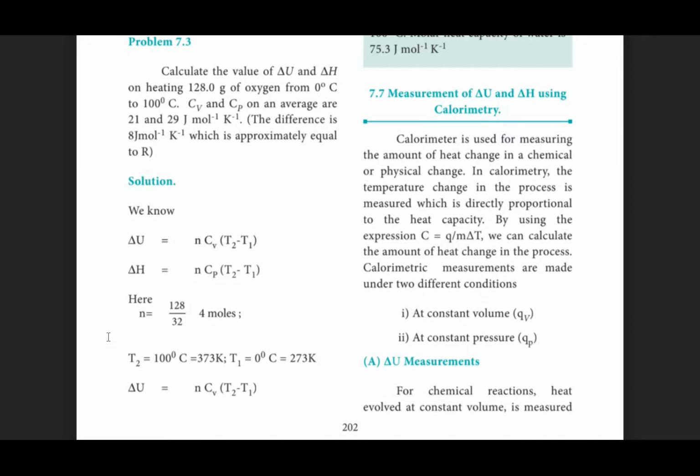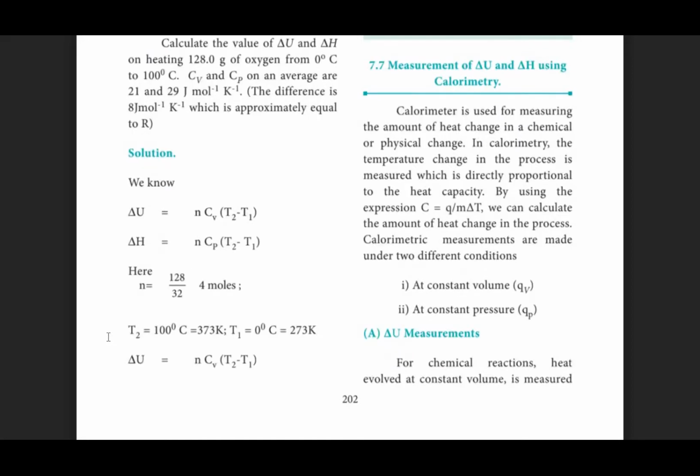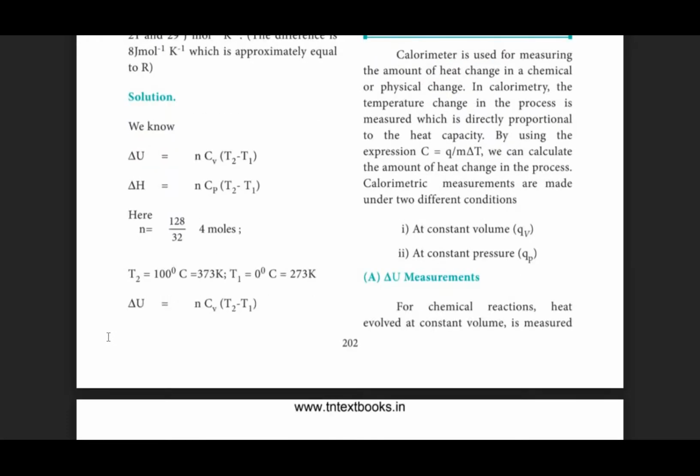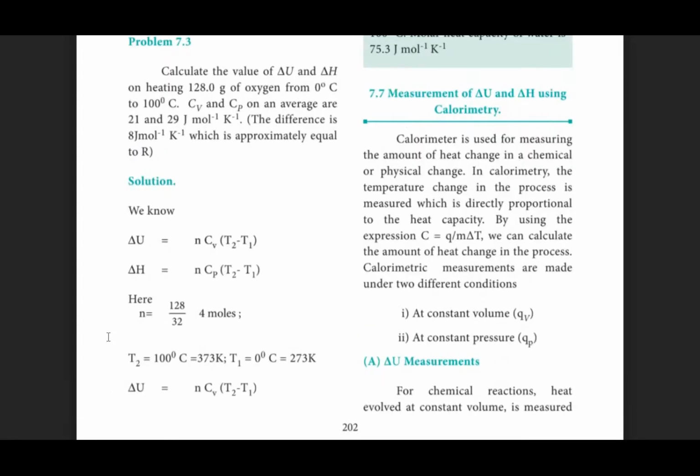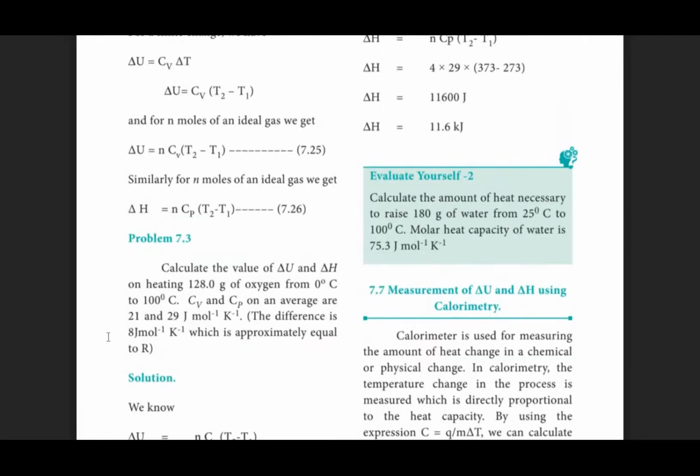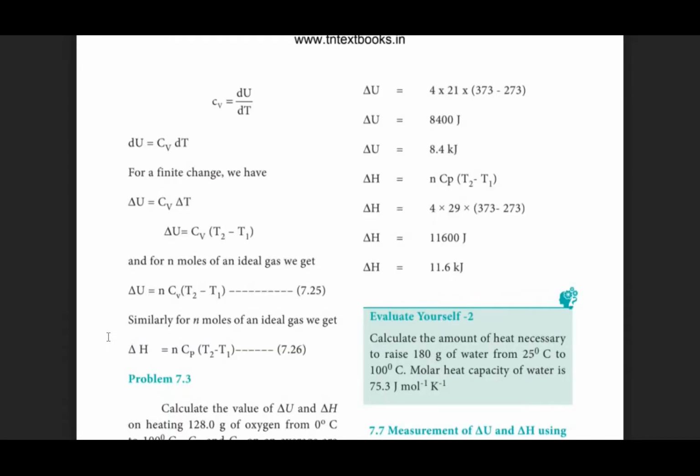T2 is equal to 100 degrees centigrade, which is equal to 373 Kelvin. T1 is equal to 0 degrees centigrade, which is equal to 273 Kelvin. And delta U is equal to, according to the formula, nCv (T2 minus T1). If you substitute those values, delta U is equal to 4 into 21 into 373 minus 273, that is nothing but 100. Multiplying 4 into 21, we get 84. Therefore, delta U value is 8400 joules, otherwise 8.4 kilojoules.